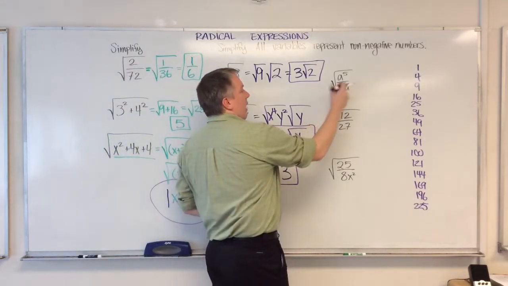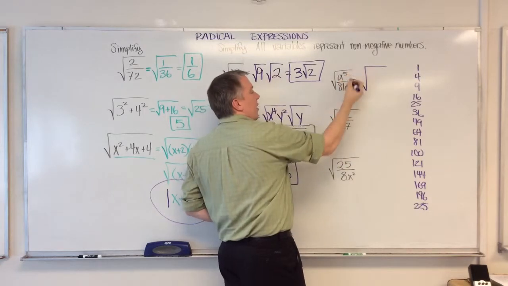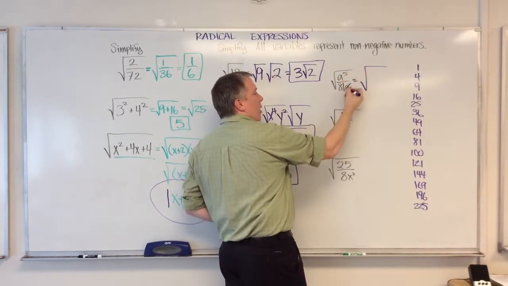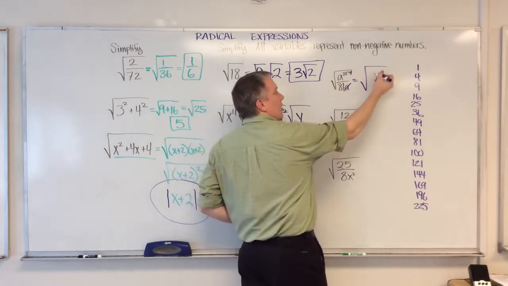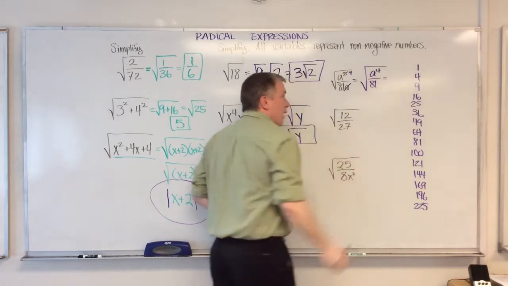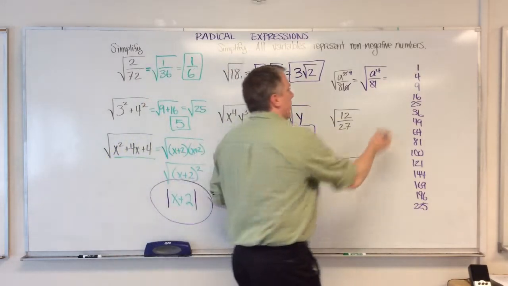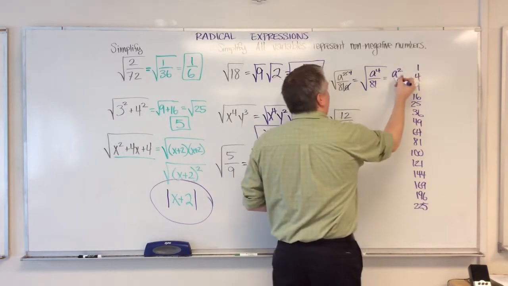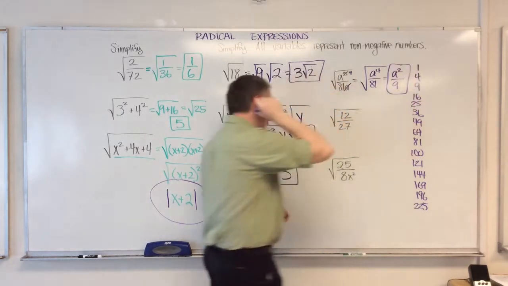So here, I have something that will reduce: a to the 5th, and if I take away one of those a's, that would be a to the 4th, and that a would be canceled out. So I'd have a to the 4th over 81. Well, I can take the square root of both of those. The square root of a to the 4th is a squared, and the square root of 81 is 9. And there you go, there's my answer.